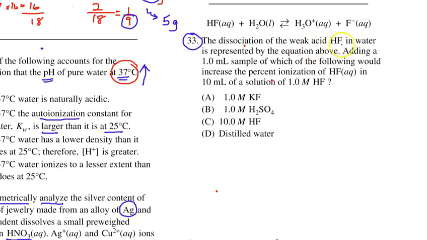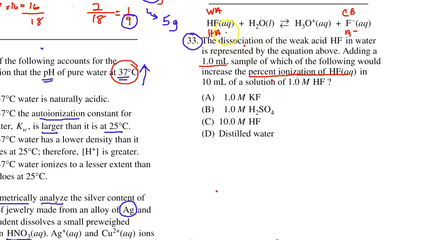We have a weak acid, HF, in water represented by the equation above, okay? And notice it's a weak acid and it's making a conjugate base, right? This is my HA and this is my A negative. That's going to be able to reform the acid. If it's a weak acid, that means that this has a great ability to pull H's from water to reform the acid. Okay, now which addition would increase the percent ionization of HF.